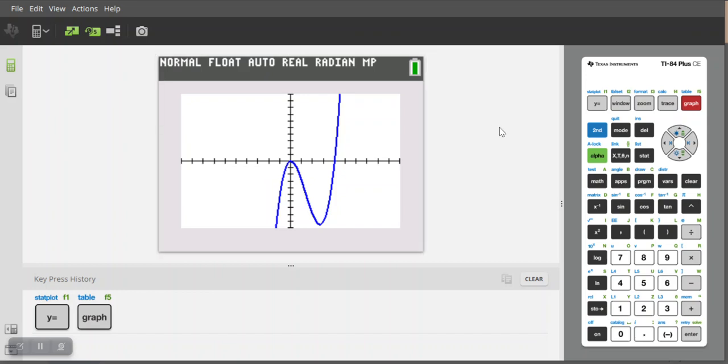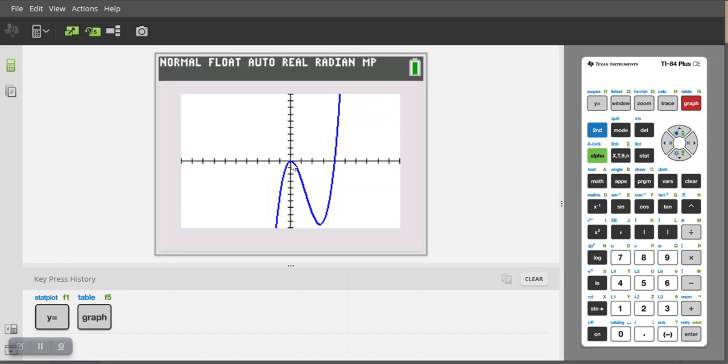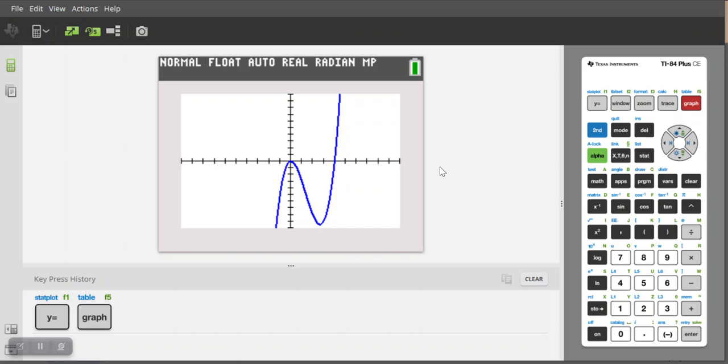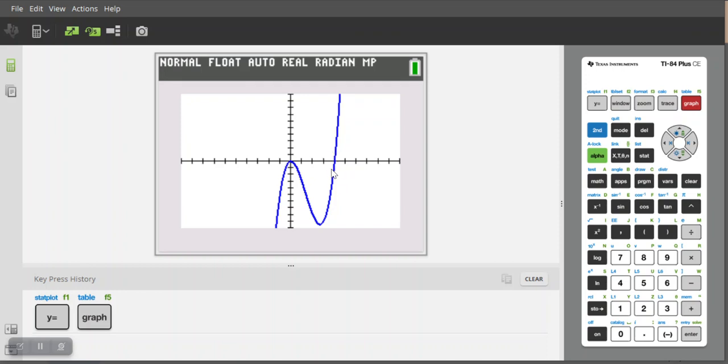So with this one, I can see that it appears as if x equals 0 would have multiplicity 2. It's a cubic function, so I can't have more than 3, and I've already accounted for 1 over here.